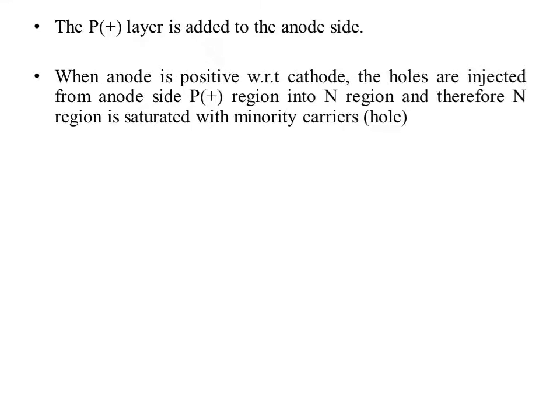Now, if we make anode positive with respect to cathode, the holes are injected from anode side P plus region into N region, and therefore N region is saturated with minority carriers that are nothing but holes. Thus, it is a minority carrier device. So we can say that the static induction thyristor SIT is mainly a minority carrier device.